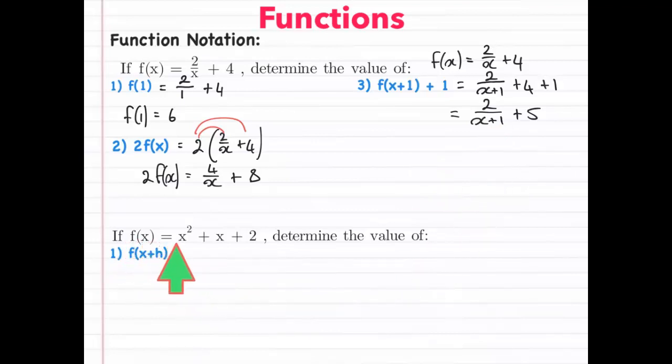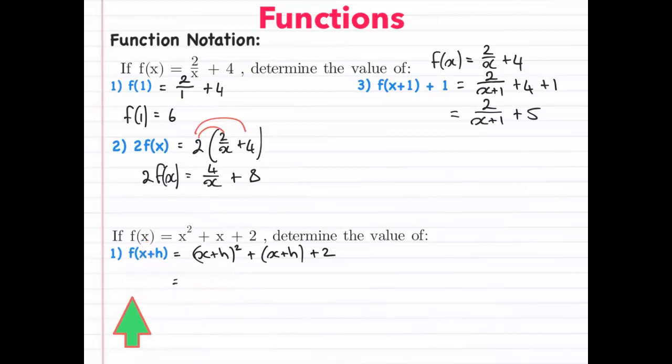If f(x) is equal to x squared plus x plus 2, determine the value of f(x plus h). Now, instead of having an x, we're going to have x plus h. So everywhere where we see an x, we have to put x plus h in brackets in its place and then do normal algebra. So this is equal to, and then we have x plus h in brackets squared plus x plus h plus 2. Can you see everywhere there was an x, we put x plus h now, because this is now a function of x plus h and not just a function of x.